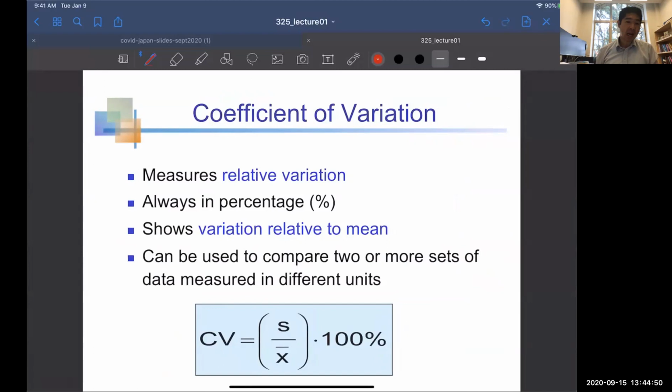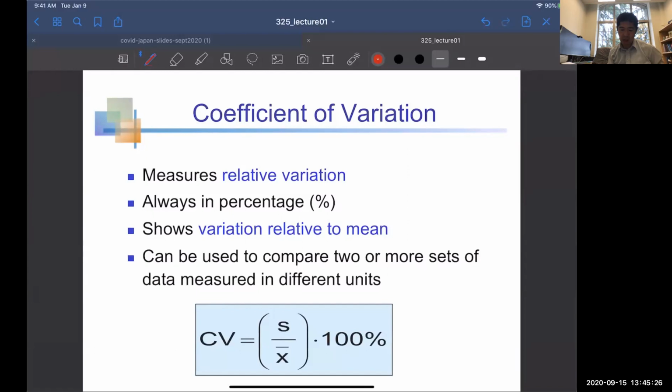Somebody asked in the chat about a unit-free measure. Well, the standard deviation itself is not unit-free because the original unit is preserved, and that's on purpose. That's actually an advantage. But in some other cases, if you want to compare the distribution across two different variables with different units, is there any way to construct a unit-free measure of the spread? That's where the concept of the coefficient of variation comes in. It measures relative variation, and it's always a percentage, showing variation relative to the mean.